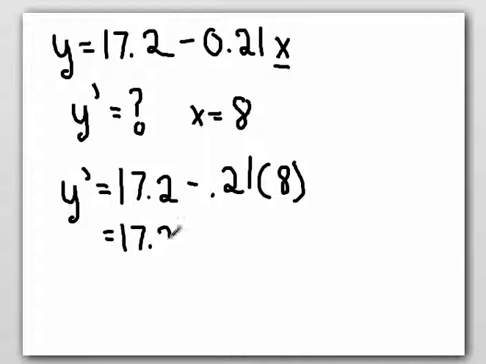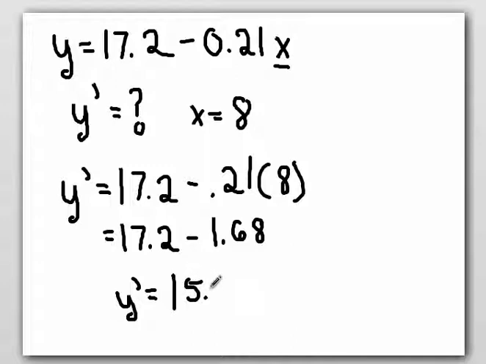From here, we're going to use our order of operations, some simple mathematics, and a calculator, because I don't like to multiply decimals in my head. Negative 0.21 times 8 is 1.68, and then subtract: 17.2 minus 1.68. My predicted time for each question for a student who got 8 questions correct is 15.52 seconds.